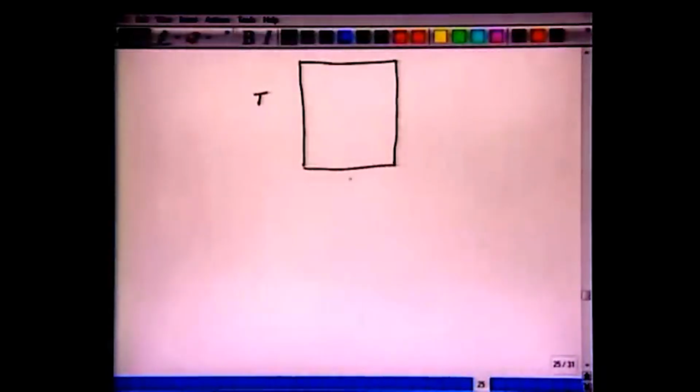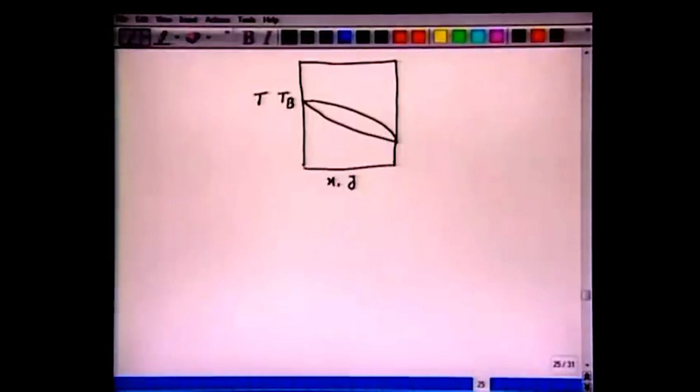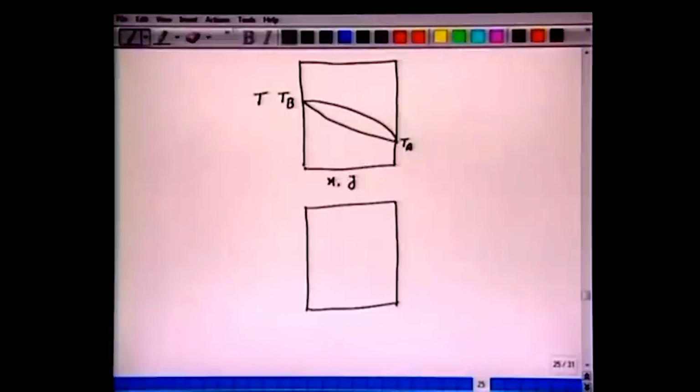So we have a Txy diagram like this, which is TB here and we have TA here. Now just underneath this, let us plot Y versus X, where Y and X are in equilibrium phase.